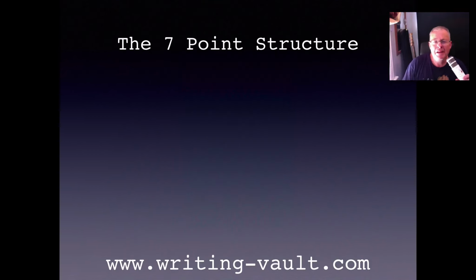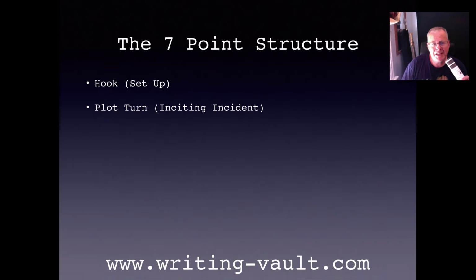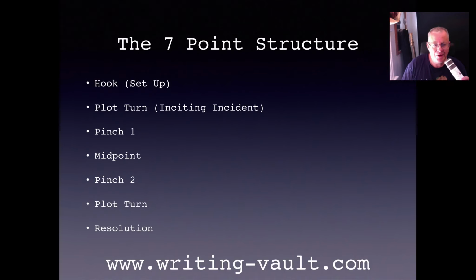Let's just quickly summarize the 7 different plot points in the 7-point story structure. First one is the hook or the setup, and then you've got a plot turn or the inciting incident. Then we've got what's called plot pinch 1. We'll get into more detail on this shortly. Then you've got the midpoint. Then you've got the plot pinch 2. Then you've got the second plot turn, and finally you've got the resolution. So those 7 points make up this 7-point story structure.